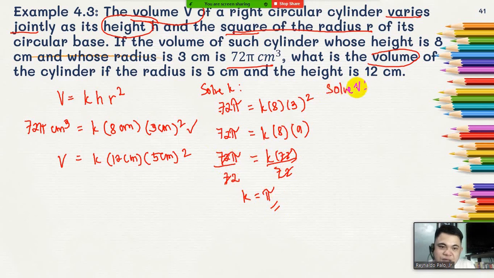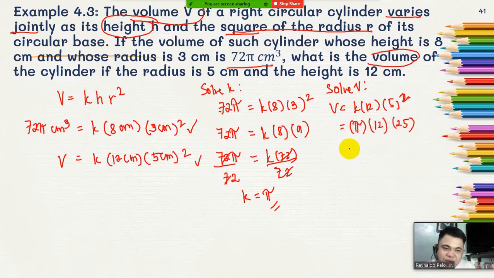Let's solve for V. Using the second equation, V is equal to K times 12 times 5 squared. Using the value of K, which is pi, let us substitute pi times 12, then 5 times 5 is 25. Then 12 times 25 is 300 pi. So this is already your answer, 300 pi cubic centimeters, because we're talking about the volume. And the unit of measurement for the volume here is cubic centimeters.